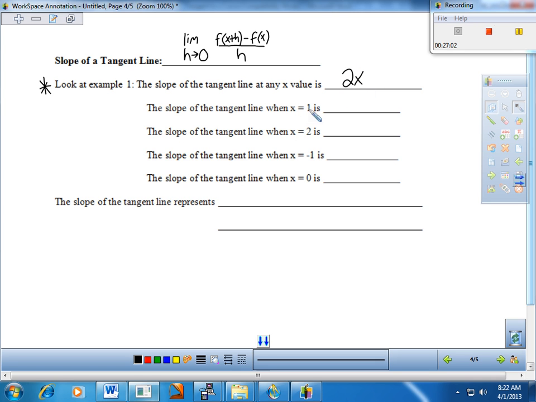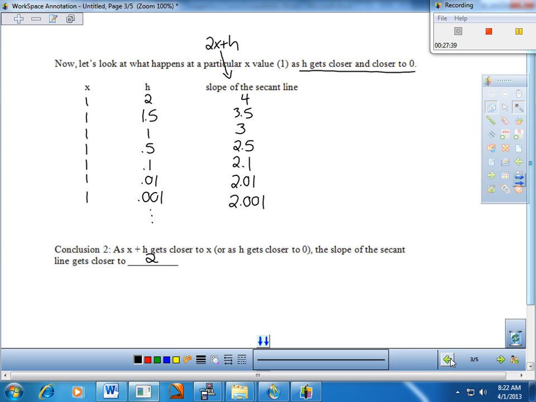So let's see, when x is 1, right? 2 times 1 is 2. And isn't that what we came up with in our conclusion right back here? Sorry for going back and forth. Isn't that what we came up with? When x is 1, it looks like the slope is getting closer and closer to 2. And so the slope of the tangent line is 2.